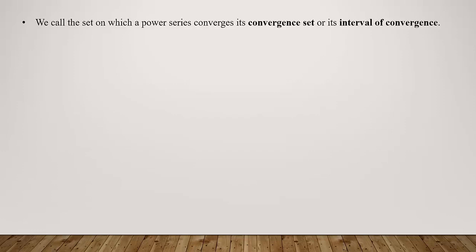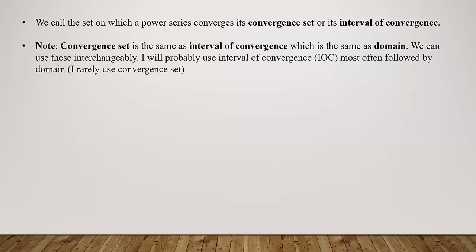We are going to call the set on which a power series converges, so all values of x for which we'd get a series of constants that converges, its convergence set. Or we could call it its interval of convergence. So first note, convergence set is the exact same thing as interval of convergence, which is also the exact same thing as domain. We can use these three terms interchangeably.